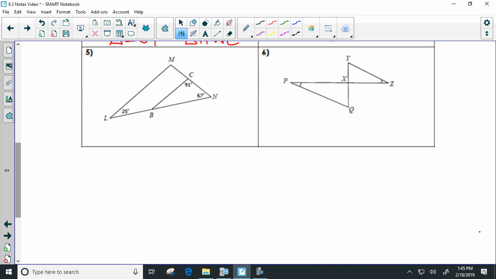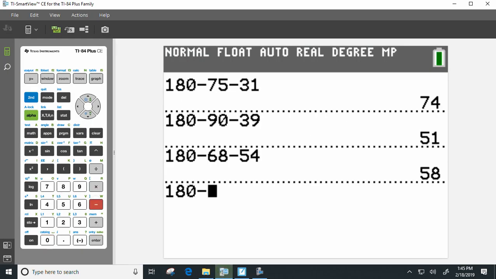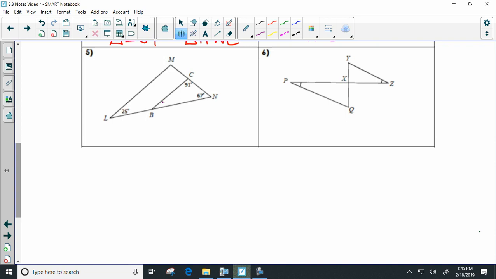I'm at question number 5. My two triangles: I have the small triangle down here in the bottom right, and then I'm going to have the big triangle up here. So I'm going to try to find this little angle right here, with 91 and 67. I'll subtract those from 180 and get 22. So this angle down here is 22. So I have a 67, a 91, and a 92.